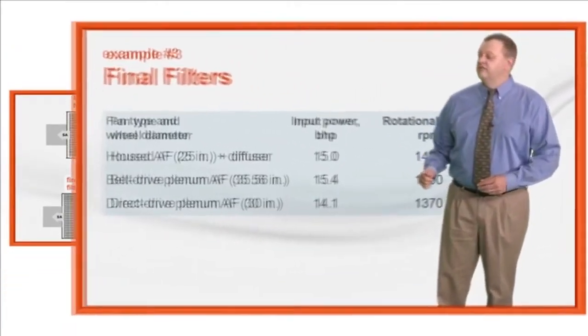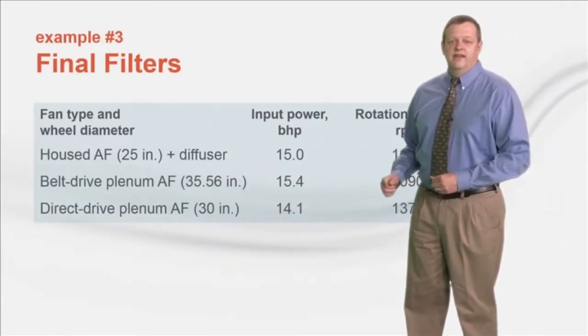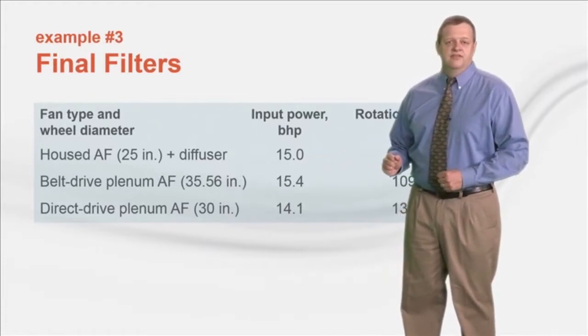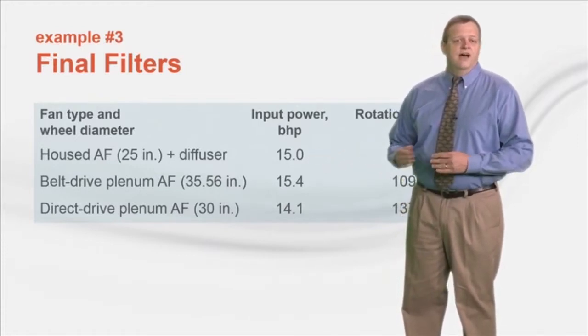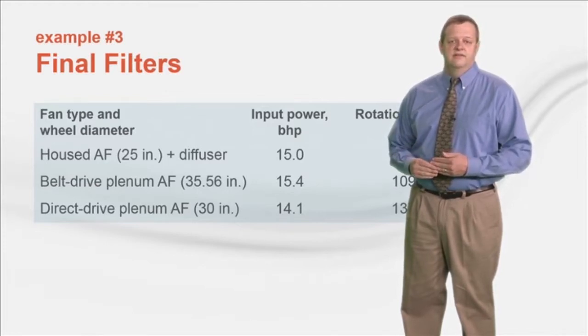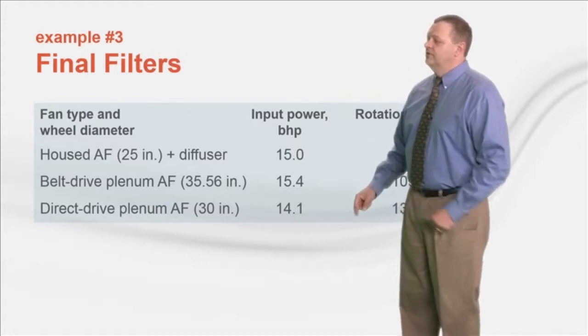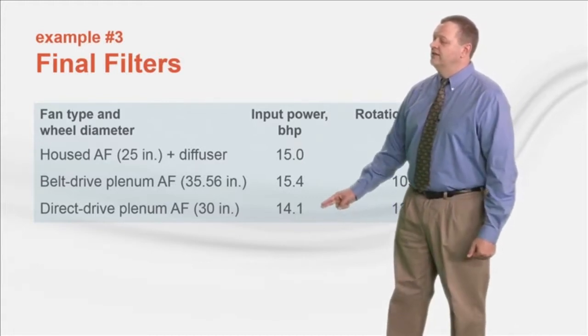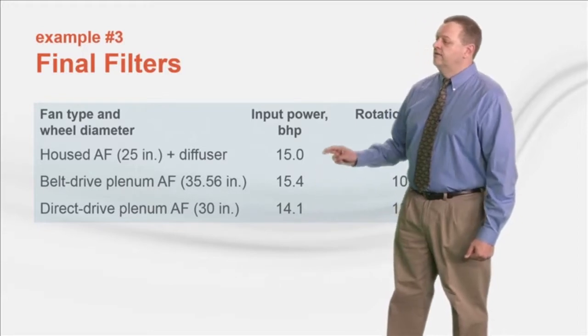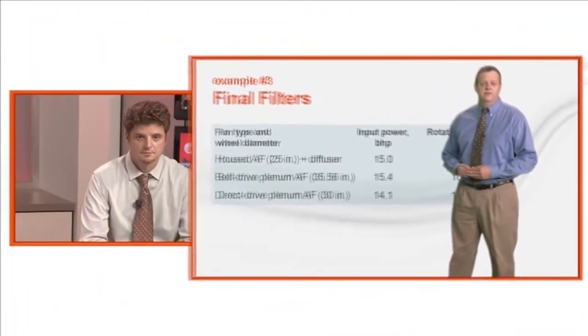In this configuration, the input power for the housed fan increases due to the added pressure drop of the diffuser section and the fact that the housed fan is no longer discharging directly into a straight section of duct. For our example, the direct drive plenum fan requires the least amount of power, 14.1 horsepower versus 15 for the housed airfoil fan. Let's summarize this discussion of housed versus plenum fans.